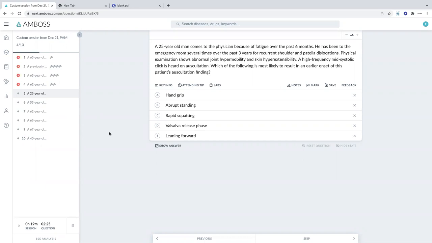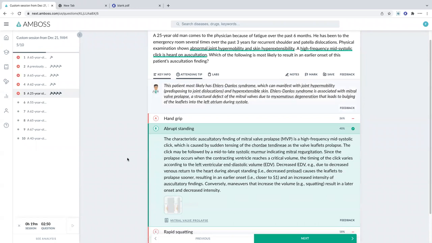This is Marfan's. Okay, very good. Mitral valve prolapse. Which one did you guys choose over here? Fast answers, please. Which of the following is the likely result of an earlier onset of the patient's auscultation finding? Which one did you guys choose? Very good. The answer for this one is abrupt standing.